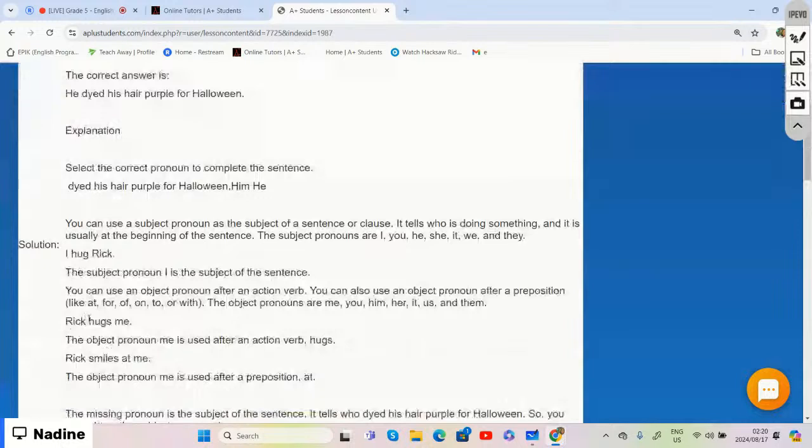If we look at examples of especially object pronouns, remember it is where the next person does something, right? Not the subject per se. So the object pronoun is often used with an action verb like hugs, right? So Rick smiles at me, Rick hugs me, right? Those are all object pronouns.